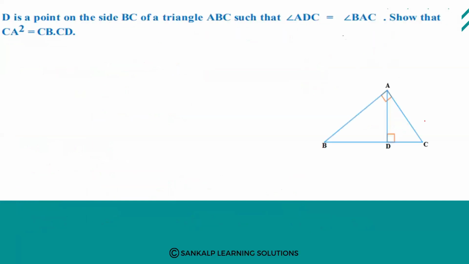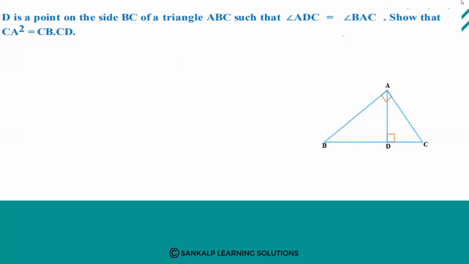Yes. Next, D is a point on the side BC of a triangle ABC such that angle ADC is equal to angle BAC. Show that CA square is equal to CB into CD. Okay. CB into CD. Where is CB? CB is here. Now here in triangle ADC and BAC, we are going to observe.